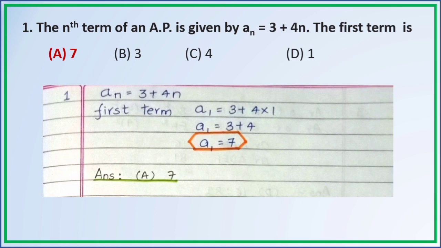The first question, the nth term of an AP is given by an equals 3 plus 4n. The first term is, if you need to find out the first term, replace n by 1, that is a1 equals 3 plus 4 into 1. Therefore, a1 equals 3 plus 4, a1 equals 7. Therefore, the correct answer is option 7. The same way, you can find out other terms.